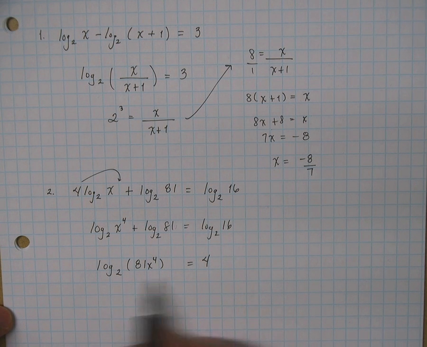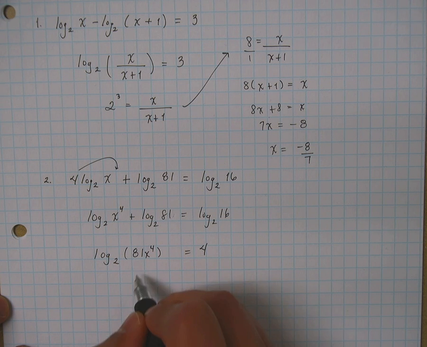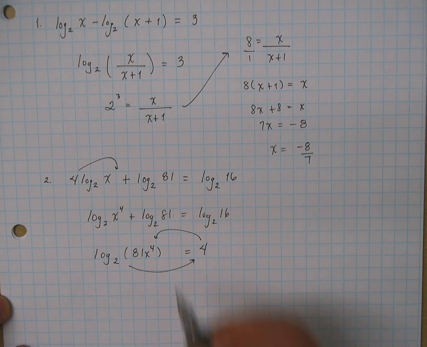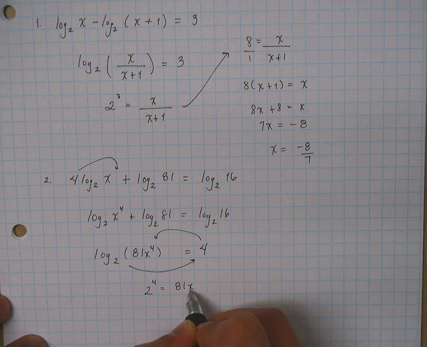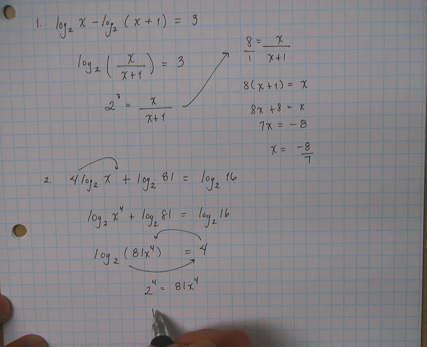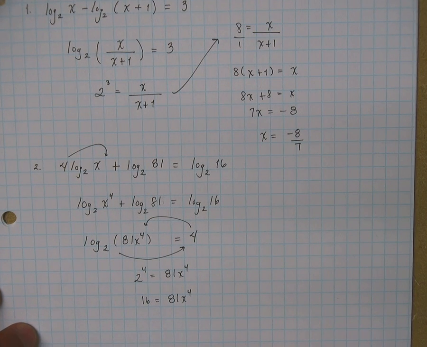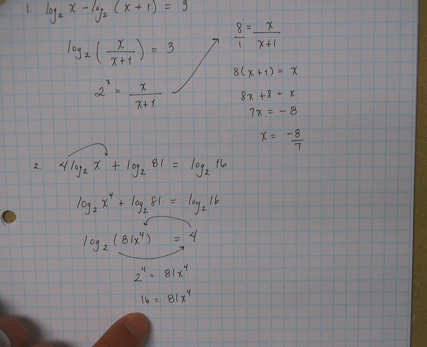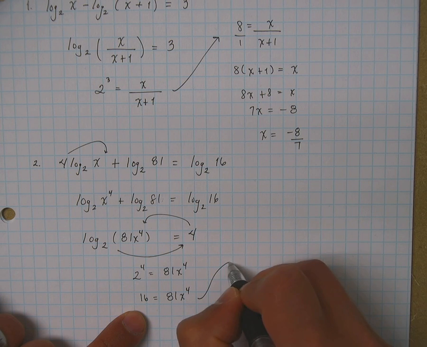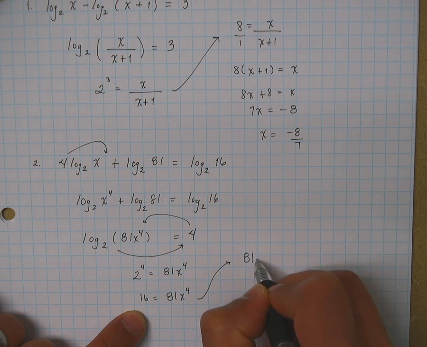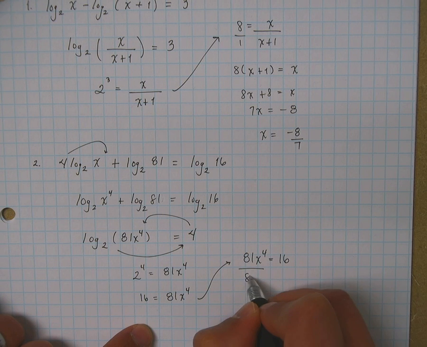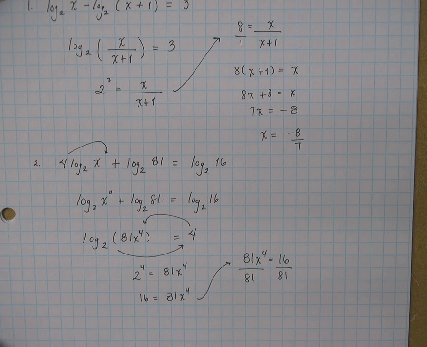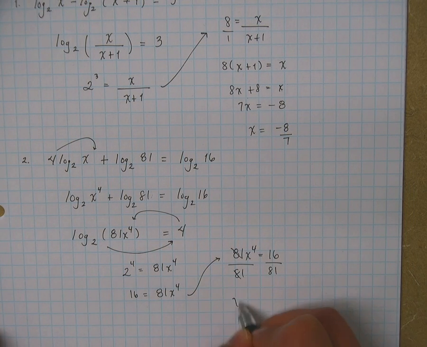Good. Now, same thing, we're going to change it into an exponential. 2 to the 4th is going to give me that. So 2 to the 4th power is equal to 81 x to the 4th. And that gives me 16 equals 81 x to the 4th. Okay, I really don't like having my variable on the right, so I'm just going to switch them around. And you can do this as well. 81 x to the 4th equals 16. I'm going to divide by 81 on both sides, do some algebra.